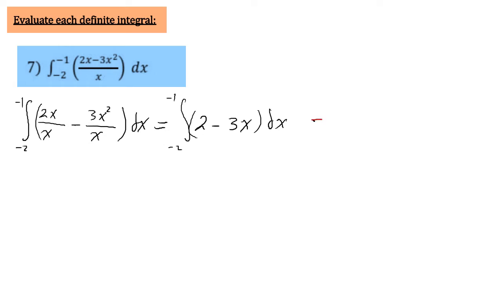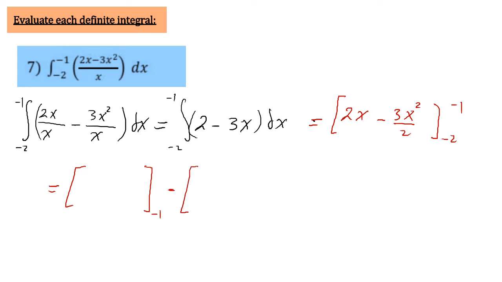Let's do the integration. I'm going to add 1 to the power and divide by the new power, so 3x squared divided by 2 from negative 2 to negative 1. So I'm going to replace x with negative 1 and replace x with negative 2. So it's 2 multiplied by negative 1 minus 3 times negative 1 squared divided by 2, minus 2 multiplied by negative 2 minus 3 times negative 2 squared divided by 2.